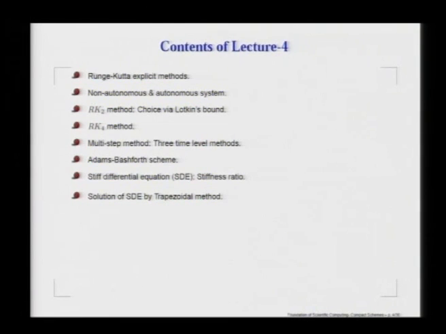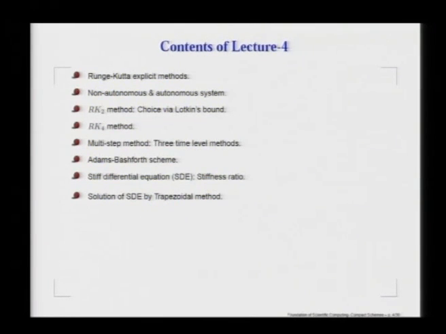Having exhausted this discussion on Euler and Runge-Kutta methods, we introduce the multi-step methods by talking about 3 time level methods, and in this we will be talking about the Adams-Bashforth scheme and also the leapfrog scheme. We will find out the pluses and minuses and why we do not want to use them.